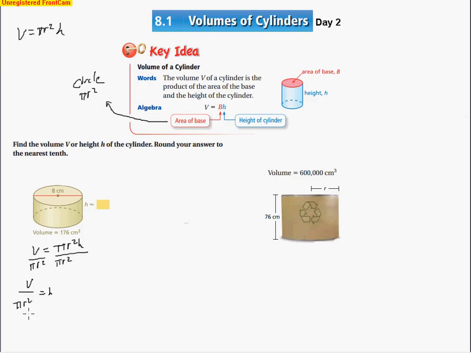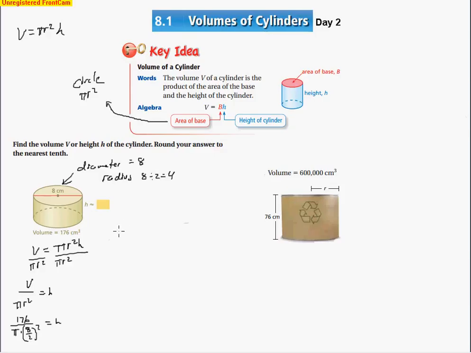The other way, again, I'll just show you what I'm looking at here. 176 divided by, and then pi times the radius. So it was 8 divided by 2, quantity squared. 8 divided by 2 because this is the diameter in this case. And so if I'm given the diameter, I need to find the radius. And so the radius would end up being 8 divided by 2, which makes 4. So you could do this work and it would give you your answer.